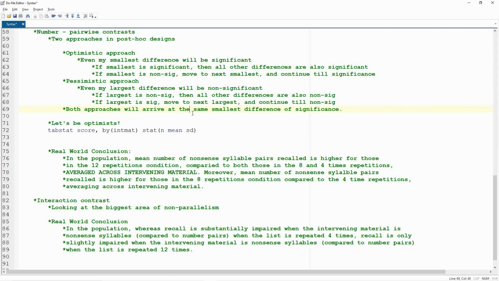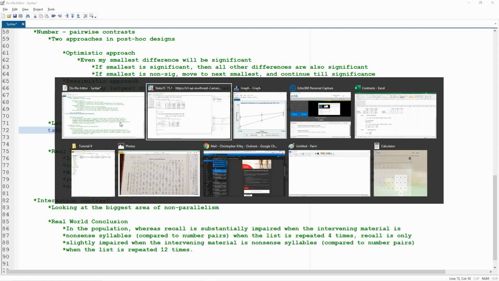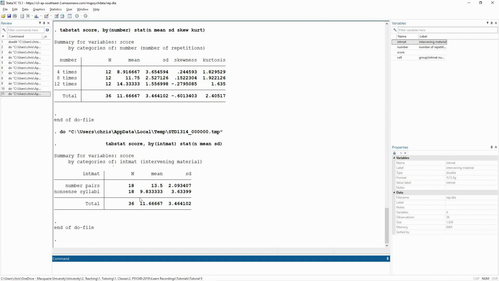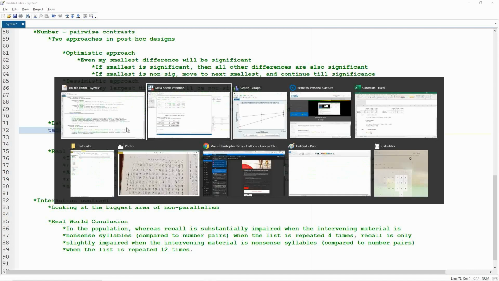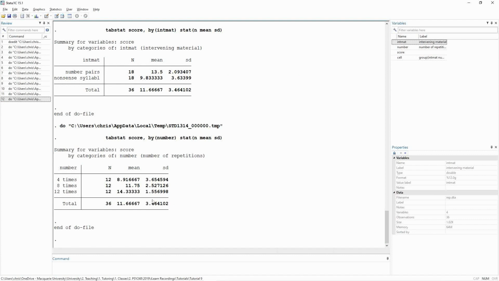So I actually want to do this so I can show you why this logic works. I want to be an optimist because I personally am an optimist. Everything always works, and when it doesn't, it's obviously because it wasn't meant to. So we need the means and standard deviations. I know we've already grabbed these, but let's just do it again. And we're doing this for, sorry, not for intervening material, we're doing this for number of repetitions. We don't need to do it for intervening material. So we've got our means for the number of repetitions.